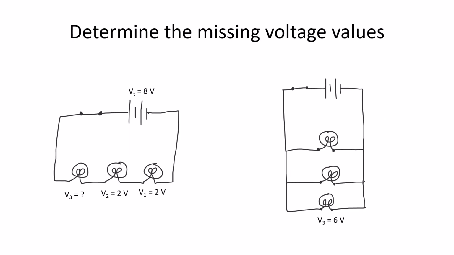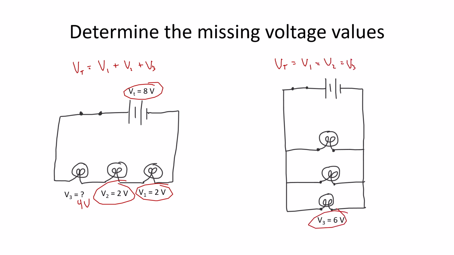So if you want to solve for any missing values in a circuit, if it's a series circuit, remember that the total voltage is the sum of the voltages of the loads in a given pathway. So you can add those up. So if the sum is 8 and we've got a 2 and a 2, that means this one has to be 4 volts. And then the voltage in a parallel circuit is going to be equivalent for each pathway. And so if you know one, then you know all of them.